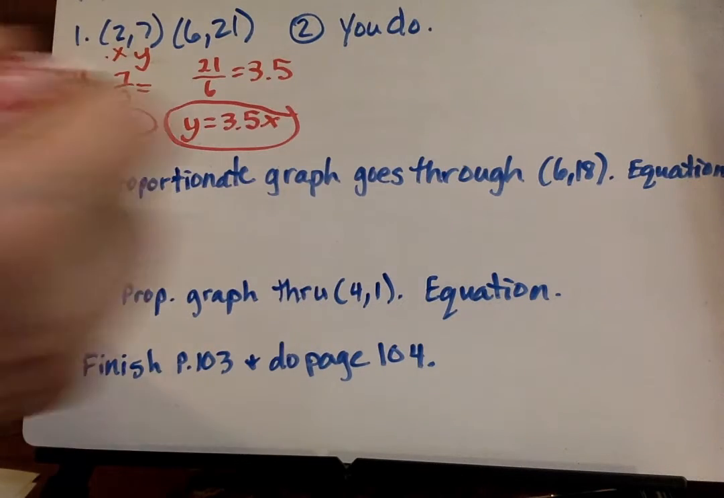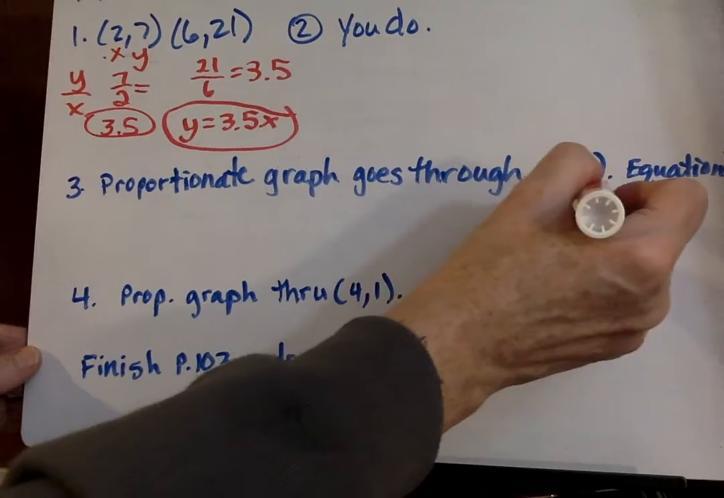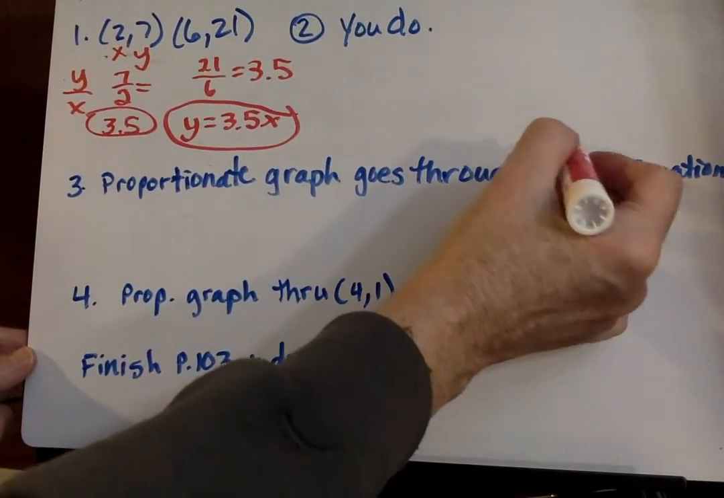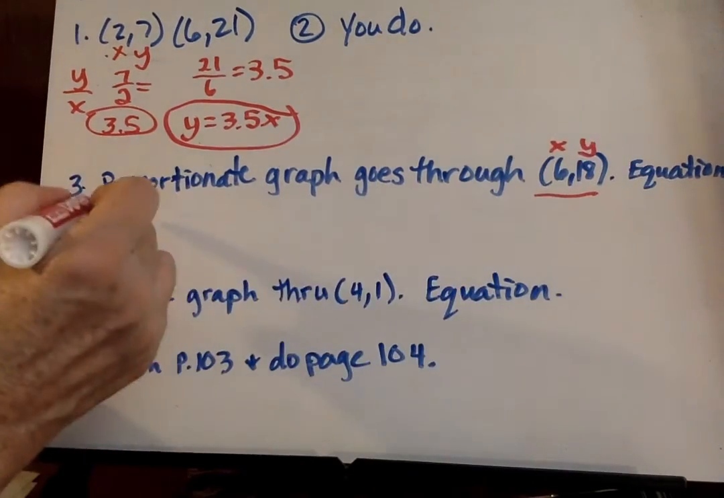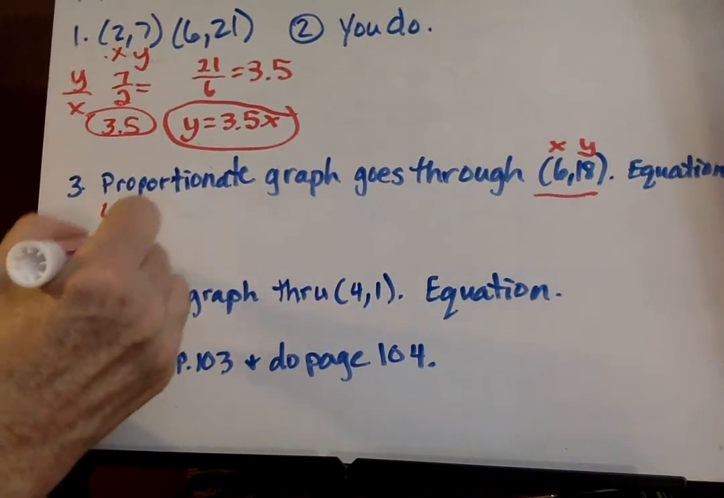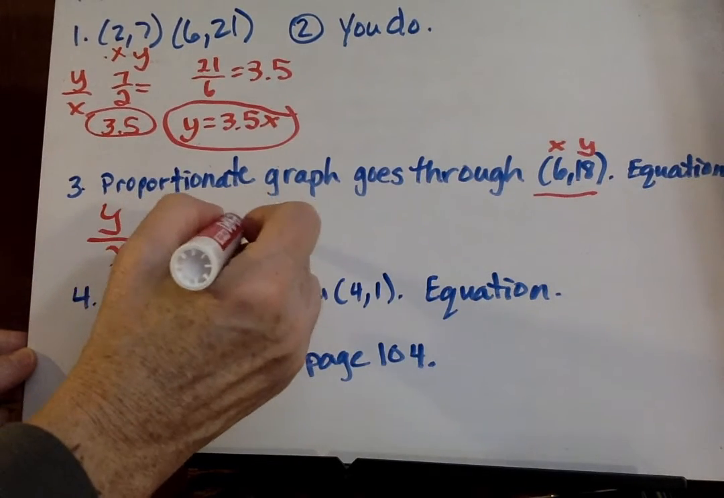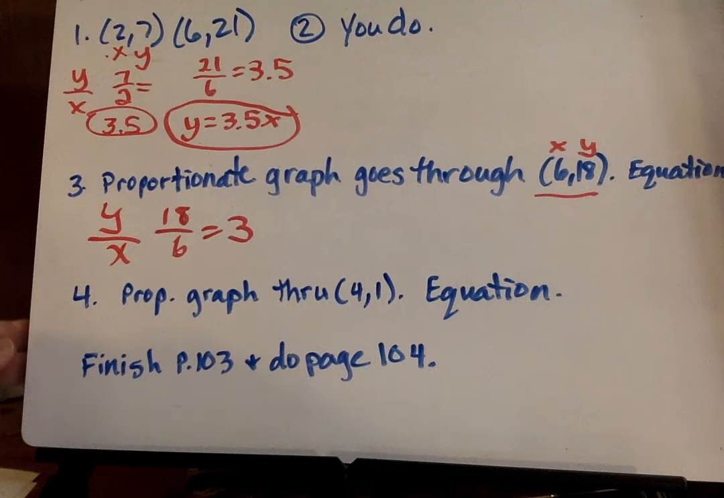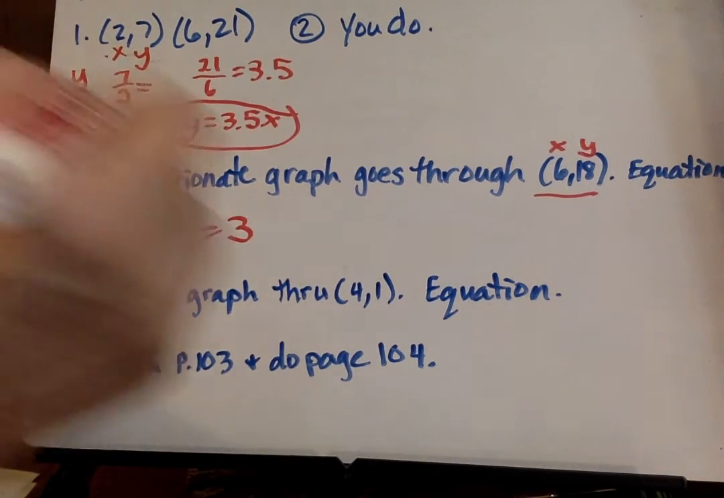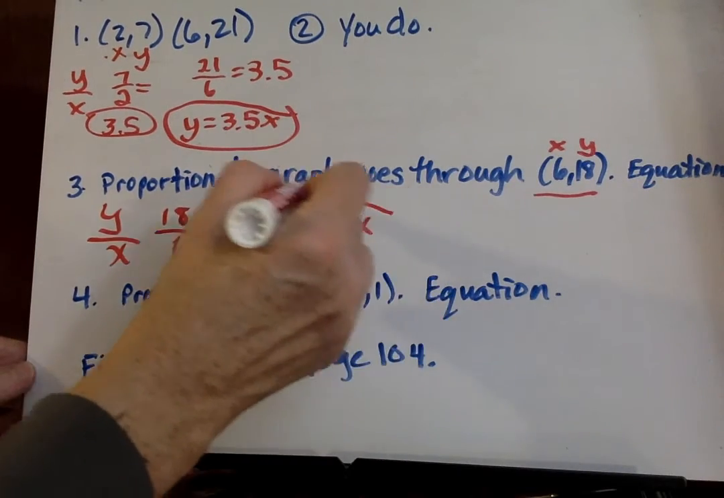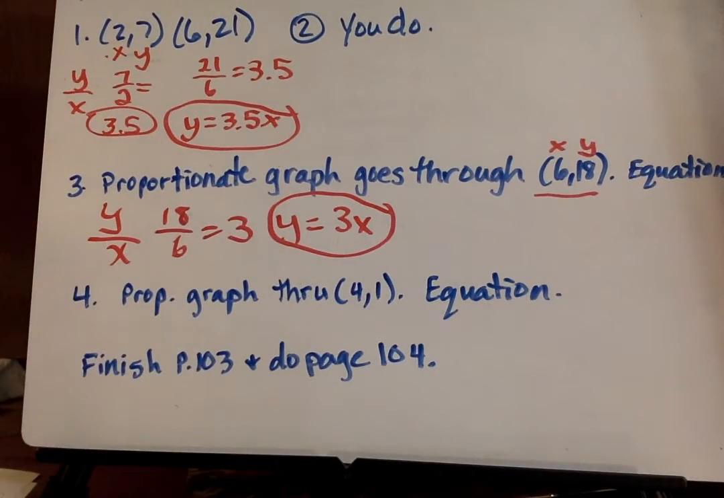What if we only have 1 point? We know the graph goes through that. Let's find out what the equation would be. This is x, this is y, and we do y divided by x. So we take 18 divided by 6, and when I simplify that, I know it's a 3. So what's our equation going to be? Y equals 3x. So yes, it's proportionate. If you're only given 1 point, then it's got to be proportionate. You just have to figure out what that is.